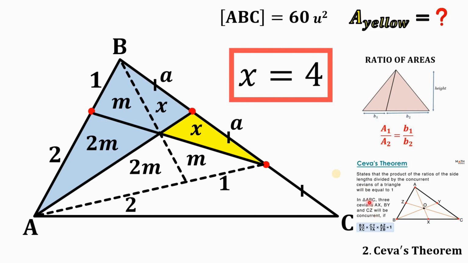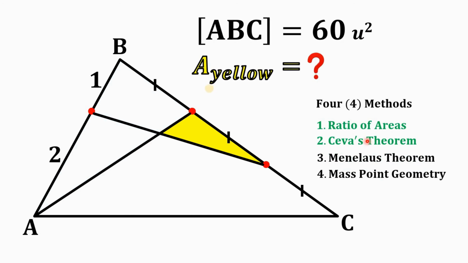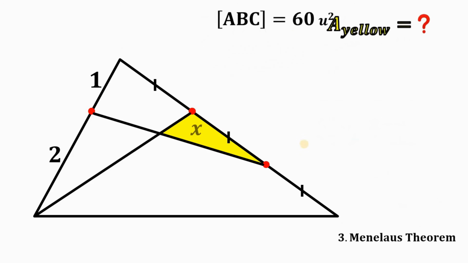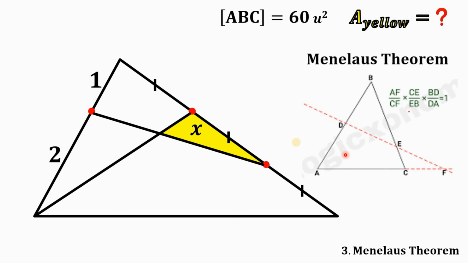So, we have here the Ceva's theorem. Now, using two different solutions, we get that the yellow triangle simply equal to 4 square units. Now, how about the third solution? Using the Menelaus theorem. So, we use a lot of Menelaus theorem in our video. So, maybe you are familiar with this theorem.